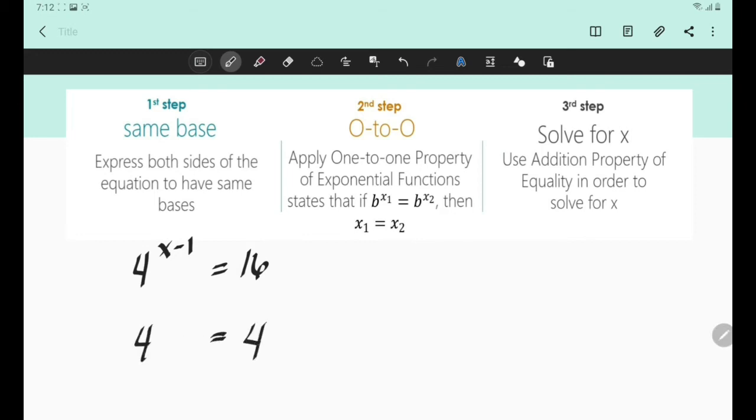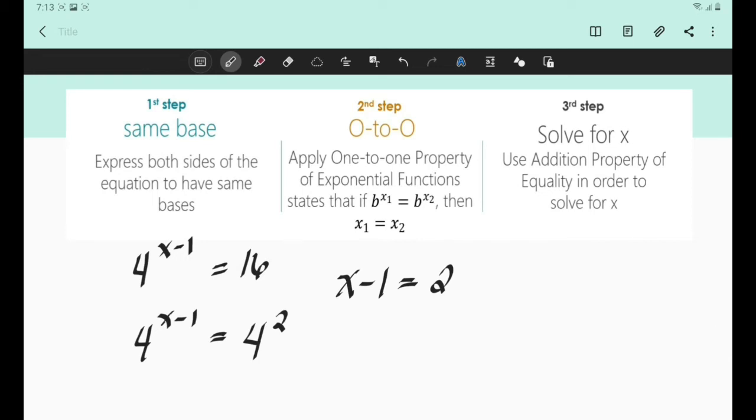Okay. So, ngayon, since 4 na yung nasa left side ng equation natin, we will just copy its exponent. And then, on the right side, since 16 siya, saan natin i-raise yung 4 para maging 16? So, that is 2. Now, we may now proceed with second step. Since, kung papansinin nyo sa first step, parehas naman na yung base natin, pwede na nating ibaba yung exponent. So, we have x minus 1 is equal to 2. Okay. So, that is the one-to-one property of exponential function.